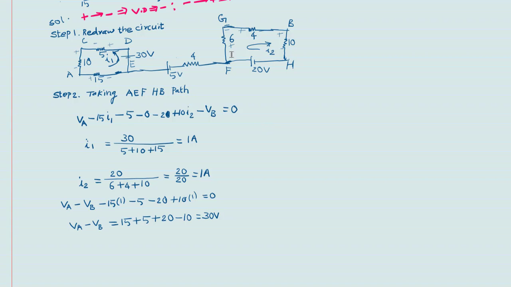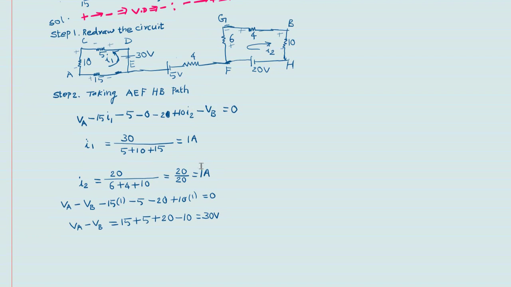And we know loop 1, loop 2. So calculate what is the loop 1 current and what is the loop 2 current. I1 is nothing but 30 volts divided by the whole resistance, that is 5 plus 10 plus 15. Then we get 1 ampere. Similarly I2. Here V by R, that is nothing but 20 divided by all resistors, 6 plus 4 plus 10. That is 20 by 20. Then we get 1 ampere here.